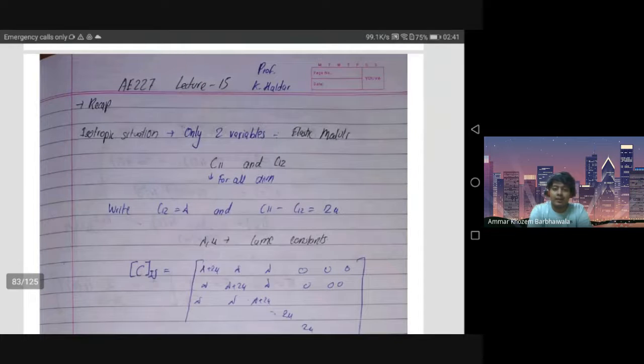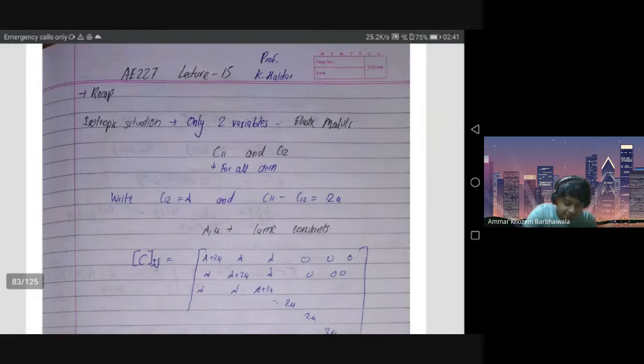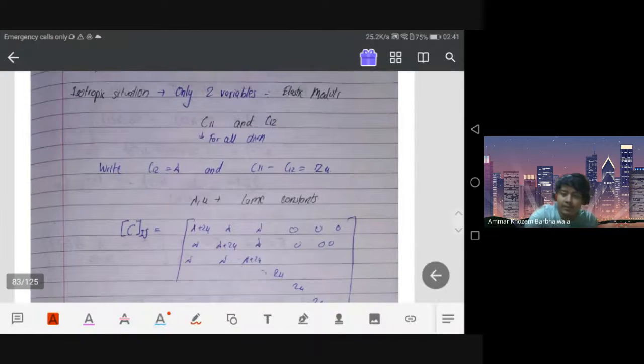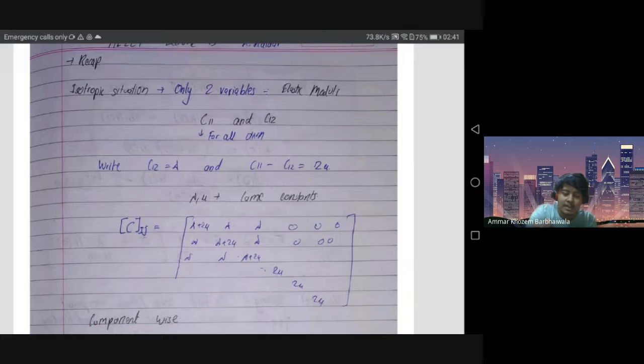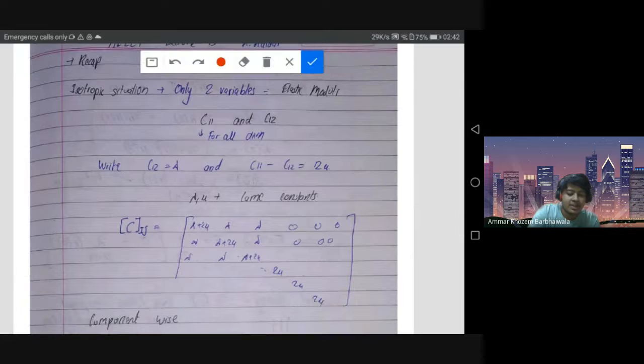Now, further, we can simplify from these 21 components by considering the material as isotropic. Isotropic implies that in whatever direction I choose, the stress and strain relations would be the same. No matter what I choose, epsilon 11 would be related to sigma 11 in the same way. So I wrote C12 as lambda, and I wrote C11 minus C12 as 2 mu.